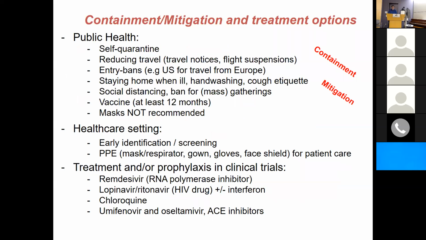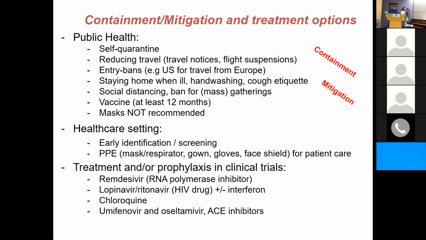Let's talk about containment and mitigation strategies and, well, treatment options. There's an awful lot I can talk about at this point. So from a public health perspective, and this is really a public health challenge and less, like SARS, a hospital transmission challenge. What we are currently doing is self-isolation. So whoever's at highest risk has to self-isolate. Who's at the lower level of risk needs to self-monitor.